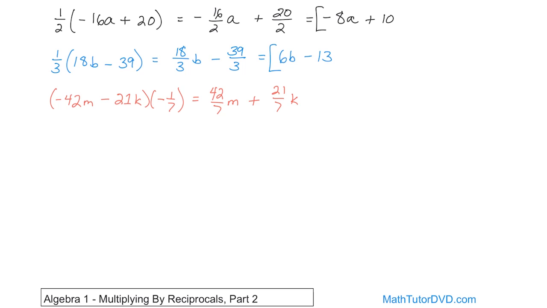So now we ask ourselves, is it fully simplified? What is 42 divided by 7? That goes an even number 6 times. M comes along for the ride. 21 divided by 7 is 3, so you get 6m plus 3k, and that's the final answer there.